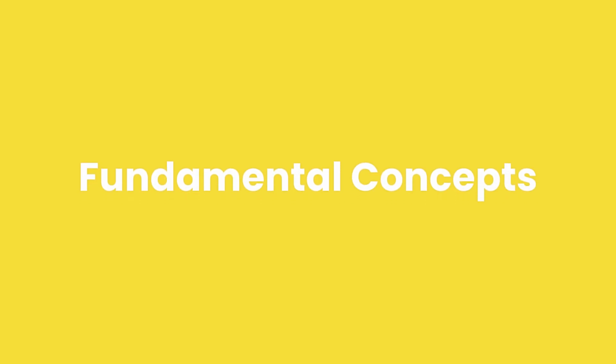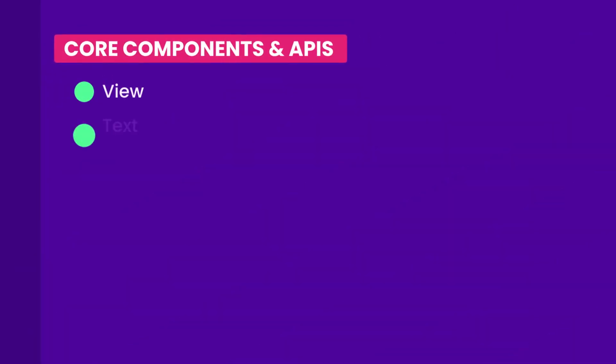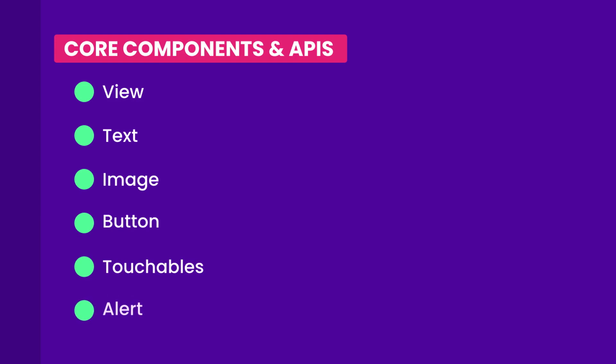In this section, we're going to look at some of the core components and APIs in React Native. We'll be talking about view, text, image, button, touchables, alert, and so on. There are more components in React Native than we can cover in this section or in this course, but throughout the course, you're going to learn the ones that you will use most of the time.